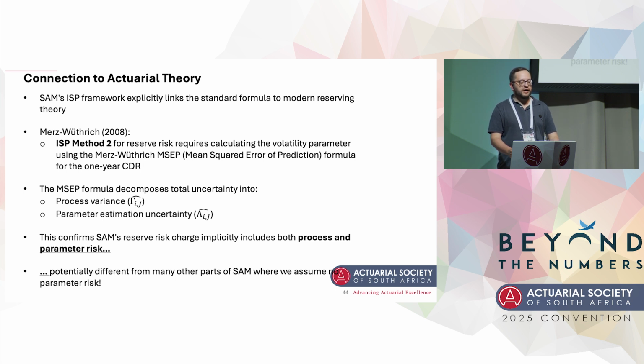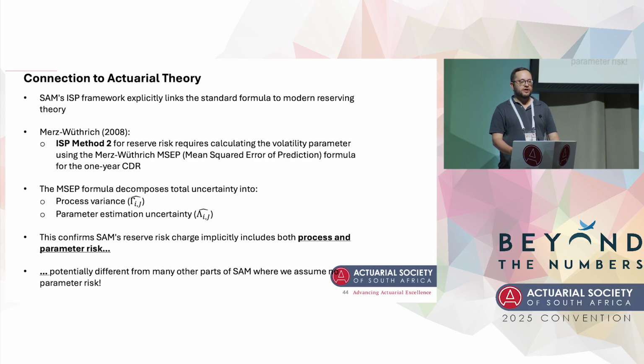FSIs for calculating this. The one interesting point, just as I'm moving through this, that I'd like to make is your mean square error of prediction for this reserve risk contains two things. It contains process risk, which is just the random variability about your best estimates in each cell of the triangle. And it also contains parameter uncertainty risk, because you never know what the true parameters of your reserving model are. And that's actually quite different from the rest of SAM.